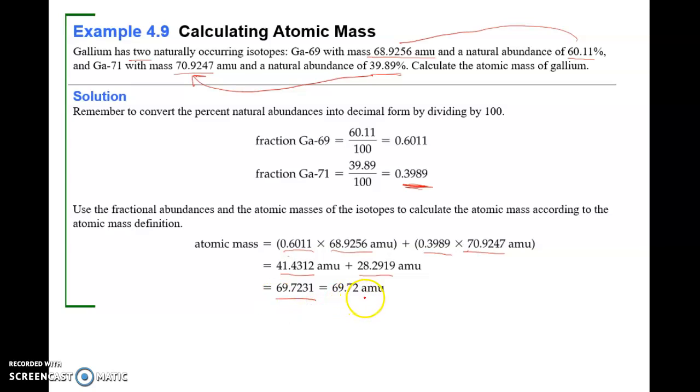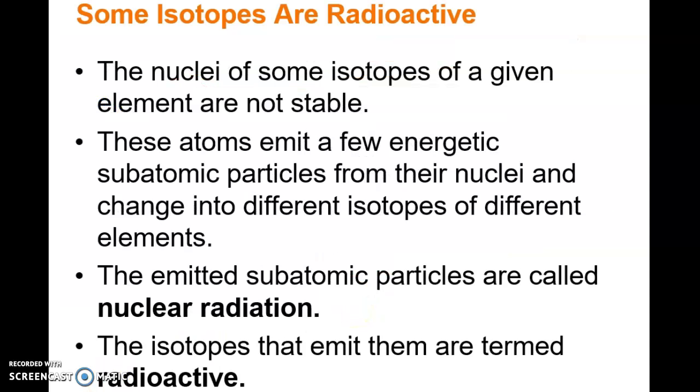We would want this to four significant figures because that is the least amount of significant figures in our equation. And so your actual answer would be 69.72 atomic mass units. It's important to note that some isotopes are radioactive. So the nuclei of some isotopes of a given element are not stable.